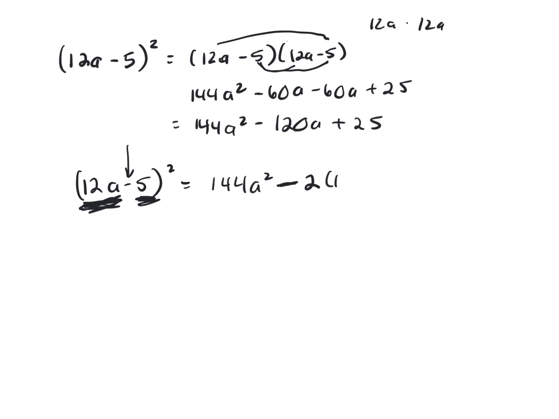So the first term is 12a, and the last term is 5. And then the last term is always positive, and you square whatever's here, and it'll give you 25. So let's simplify. 144a squared minus 2 times 12 is 24 times 5 is 60, a plus 25.